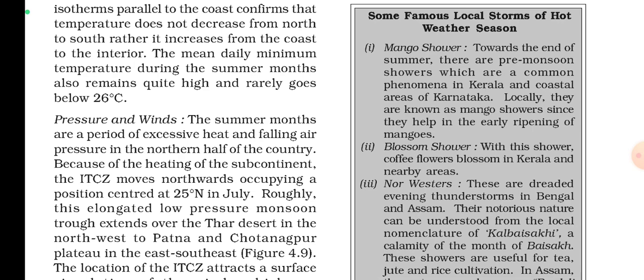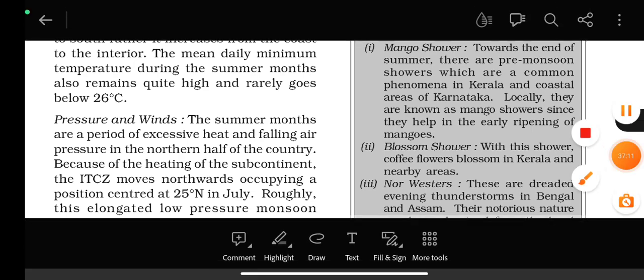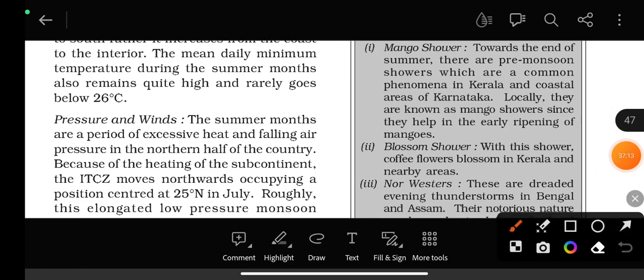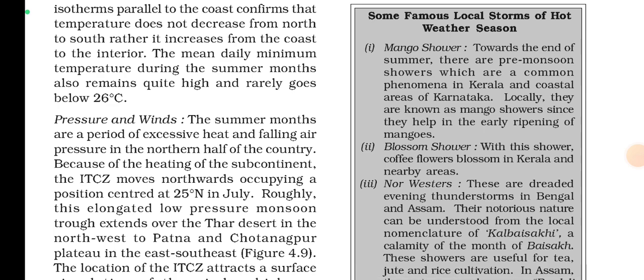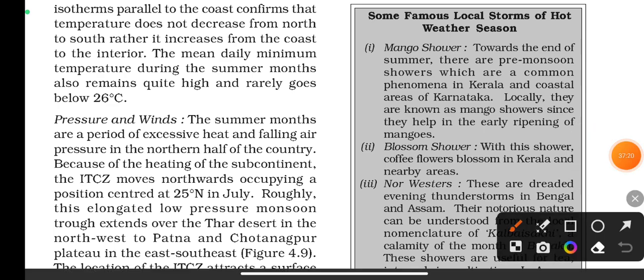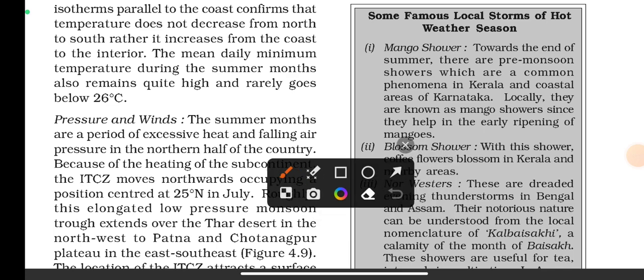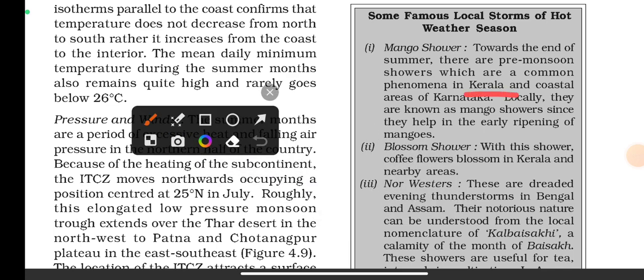Now some famous local storms of hot weather season, that is mango shower towards the end of summer. So this part is very very important. Okay, listen carefully. Mango shower towards the end of summer. They are pre-monsoon showers which are a common phenomenon in Kerala and coastal areas of Karnataka. Locally they are known as mango showers.